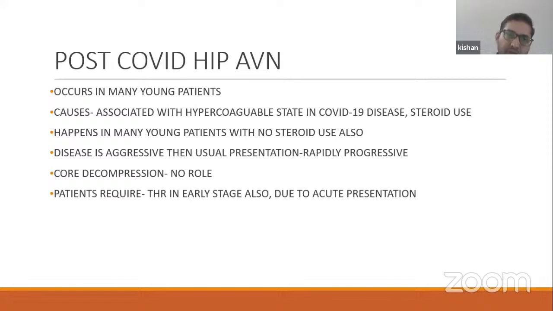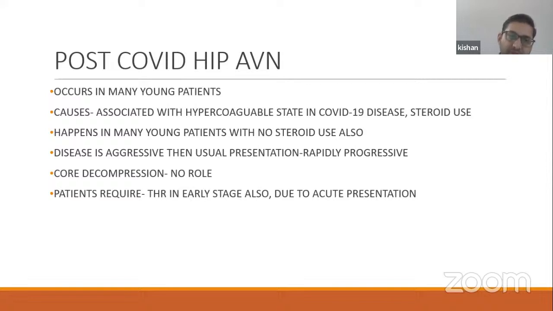But in many patients, when we take the history, the patient does not have any severe disease during COVID-19 and does not have any admission, or the patient may not have taken any steroid in post-COVID hip AVN. The disease is usually more aggressive than the usual presentation in other patients. So it is rapidly progressive.